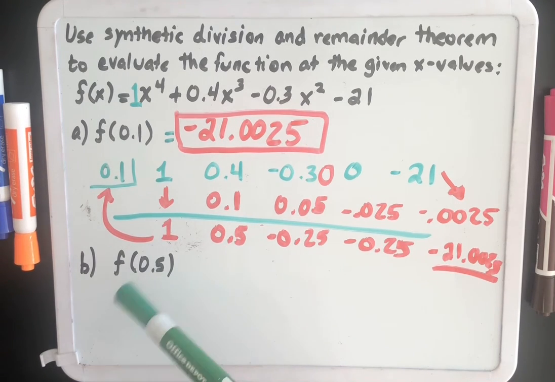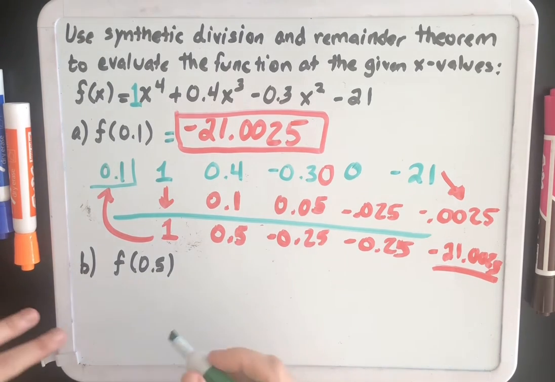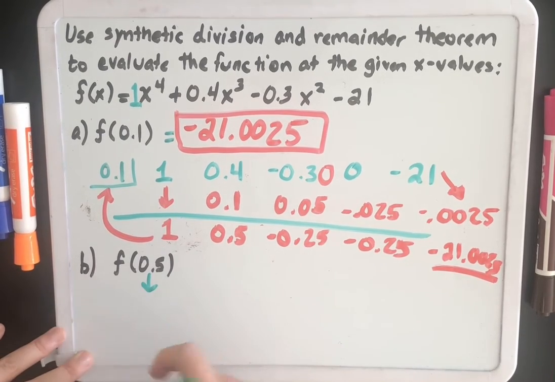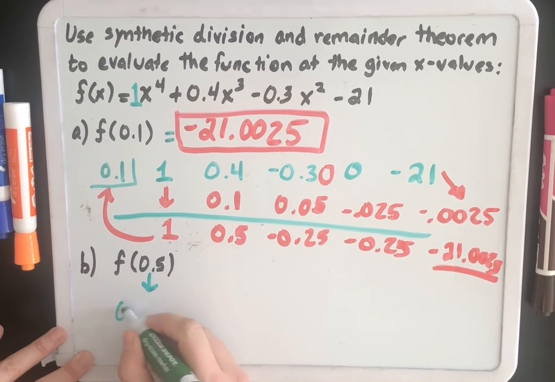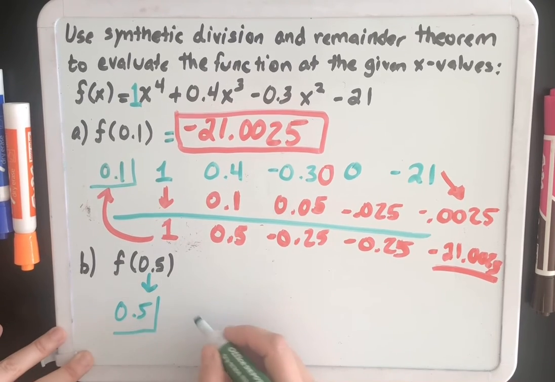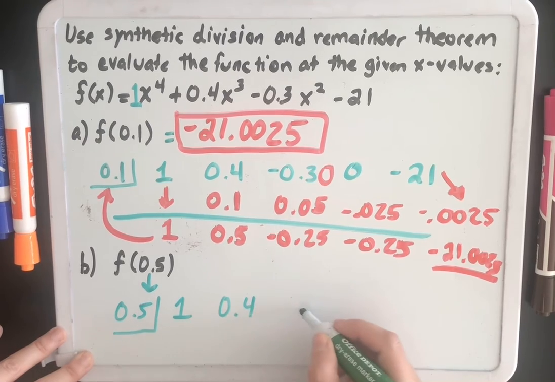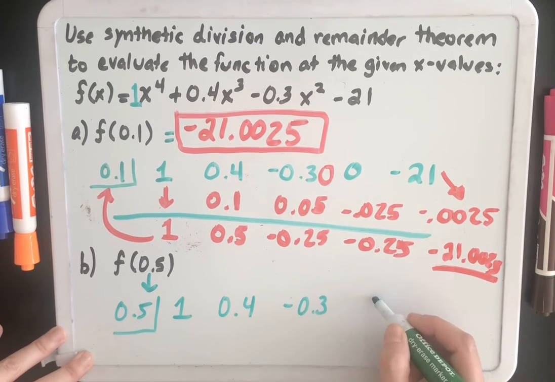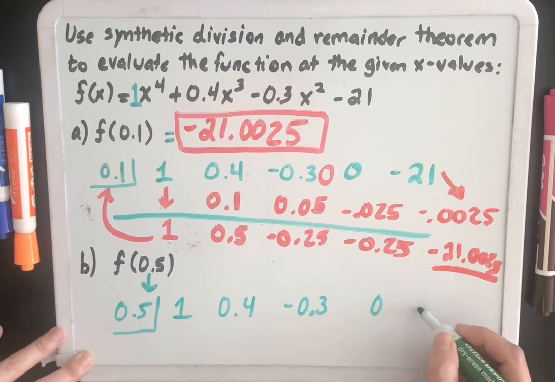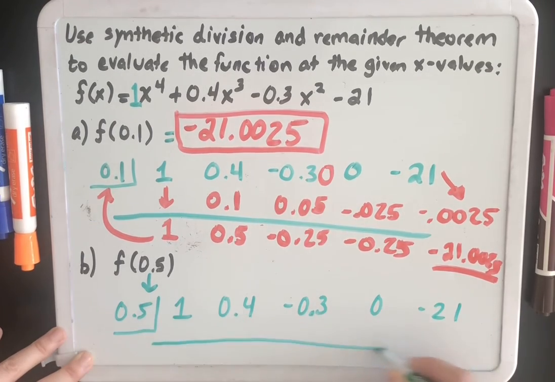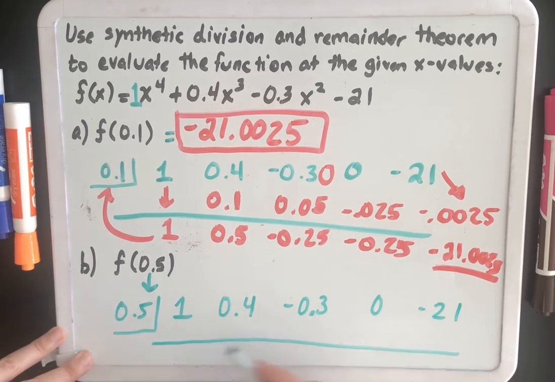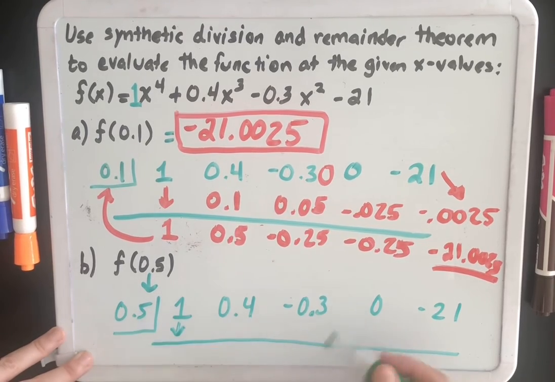But go ahead and try on your own 0.5. You set it up the same way. If you're evaluating for that a, you put 0.5 in your box, and you'd set up your synthetic division again with your coefficients, 1, 0.4, negative 0.3, 0 for your placeholder of the x term, and negative 21. And when you go through that process, bringing down, multiplying, adding, etc., you should end up with a result of negative 20.9625.